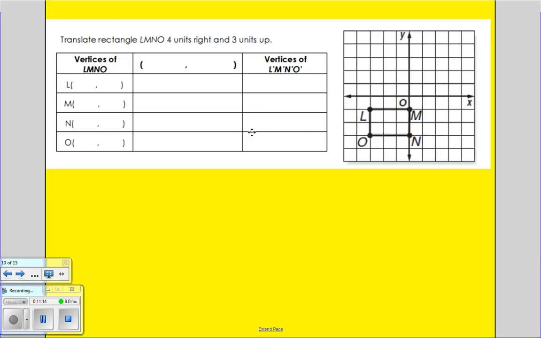Okay, I'm going to let you translate rectangle LMNO 4 units right and 3 units up. So remember that X comes first, and we're going to go 4 units right, and going right on the number line is positive, so we're going to add 4 to every X coordinate. And then up on the Y coordinate is also positive, so we're going to add 3 to every Y coordinate. I'm going to let you go ahead and translate that on your own.